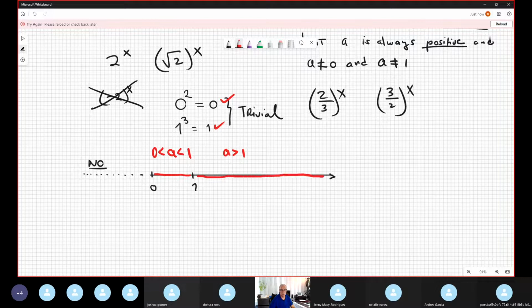And A greater than 1 is that piece. Okay, cool. The reason I divide this is because we have two families of the exponential. The one in which the base is greater than 1 is the increasing exponential. Some books call it exponential growth.